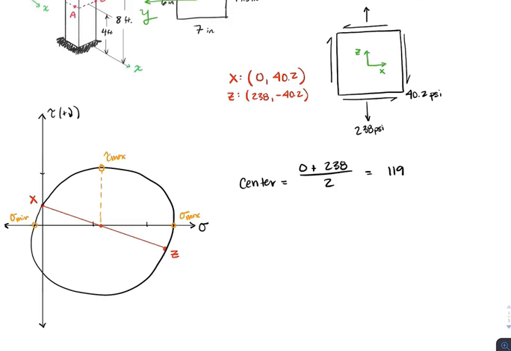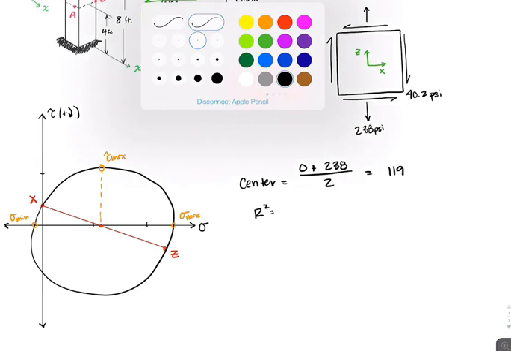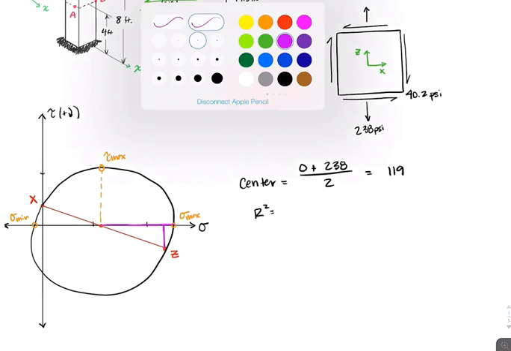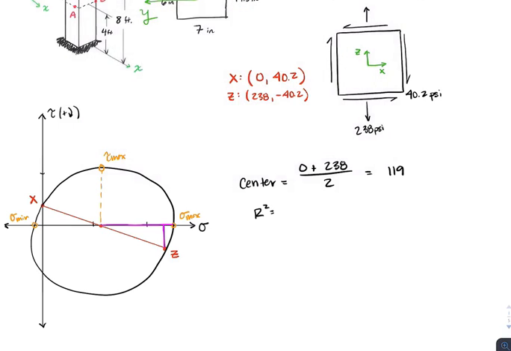Next, we have to find the radius of our circle. If we look at it in terms of a triangle, our triangle is going to be this guy right here. So we can use our terms in order to find that. Our radius is going to be 40.2 squared, that's one of the sides, plus 119 squared, which is the location of our center, square rooted. That's going to get us an R value equal to 125.6. So now that we have those 2 things defining our circle, we can go ahead and find our max points: our sigma max, sigma min, and also our tau max.